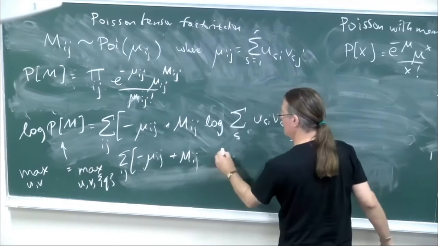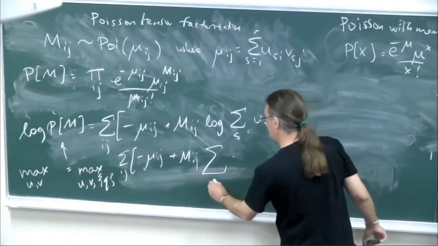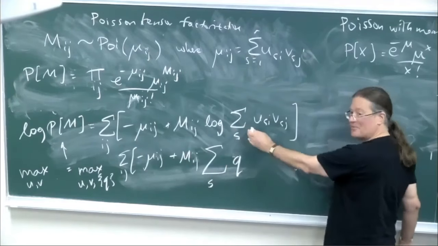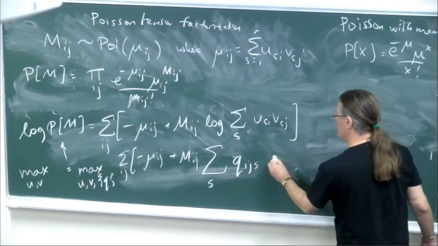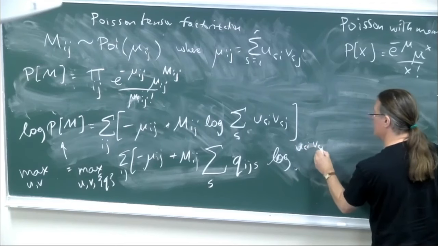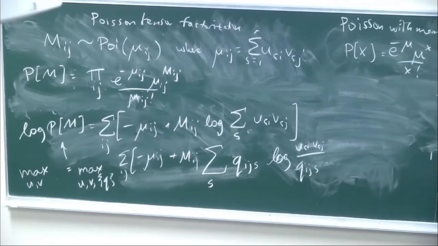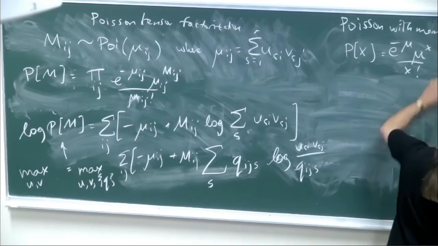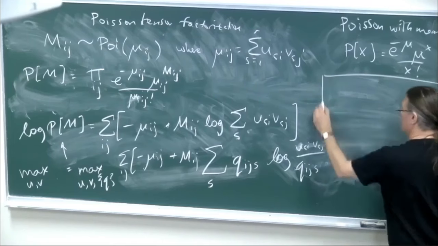But now I would change this log of a sum to a sum of a log. I have a different distribution here for each i and j, because I actually have a different sum inside here for each i and j, q_ijs, and then I have log of u_si v_sj over q_ijs. This sum of logs is easier to take derivatives of. And so here, I'll fit it right in here.